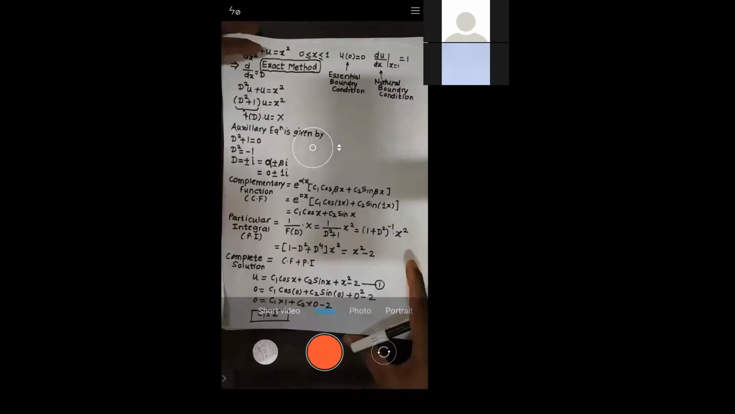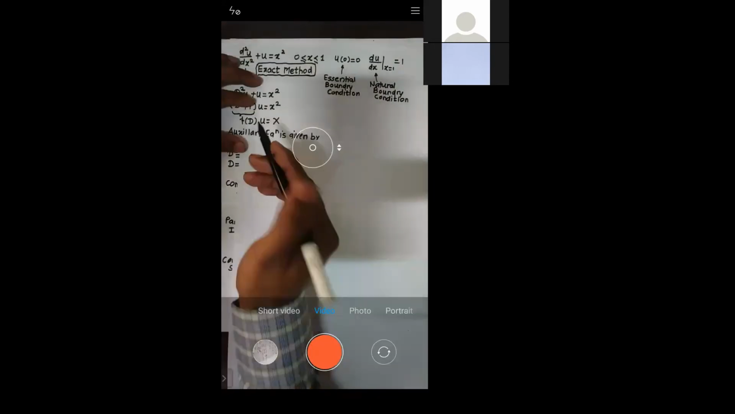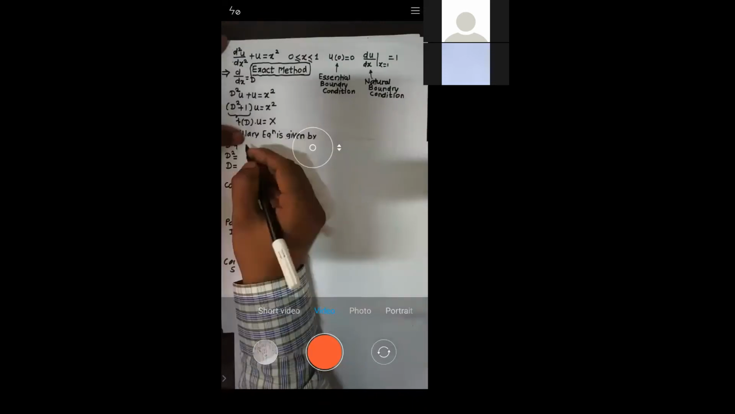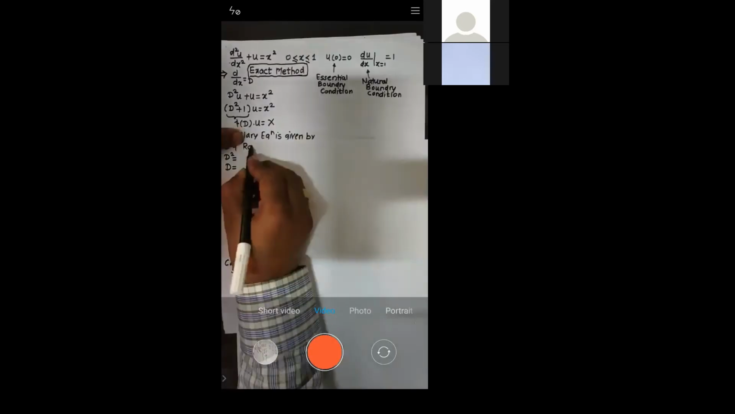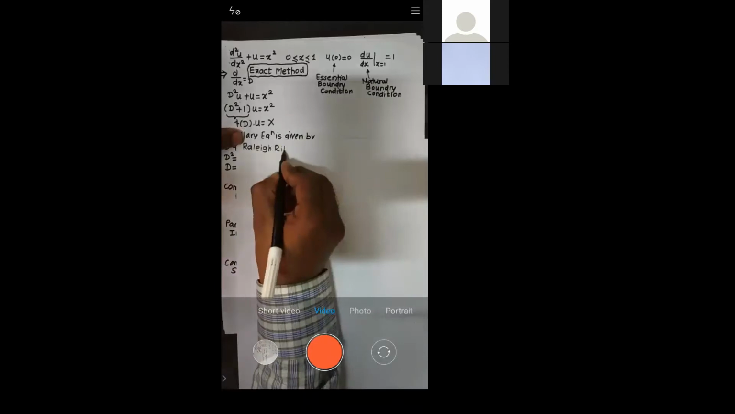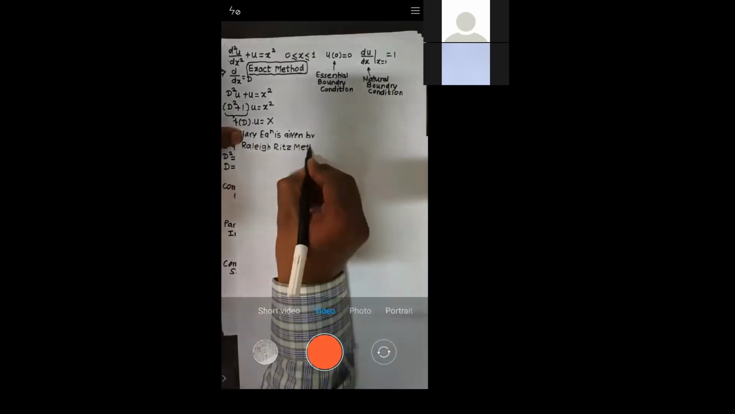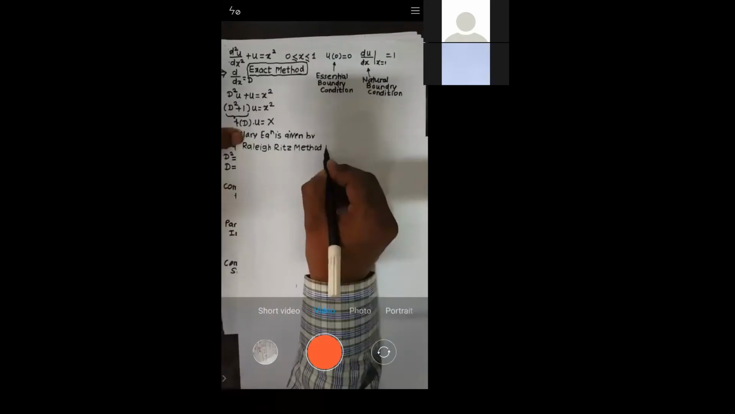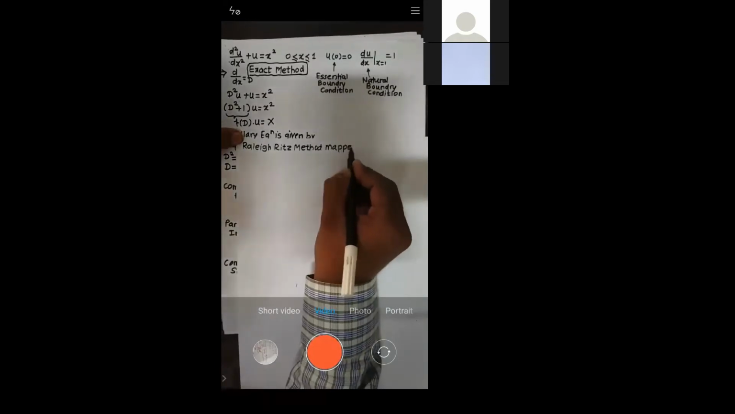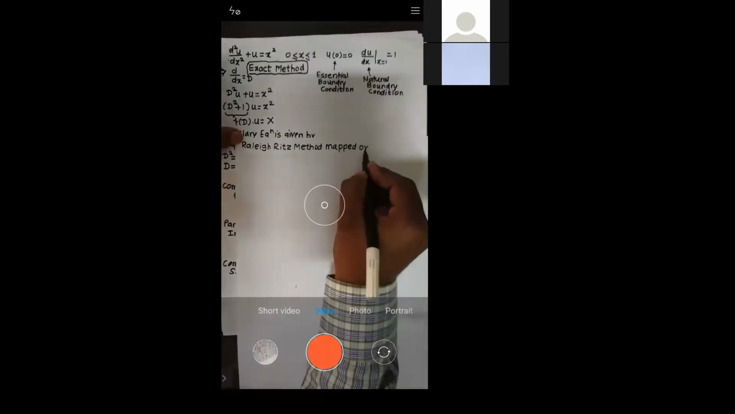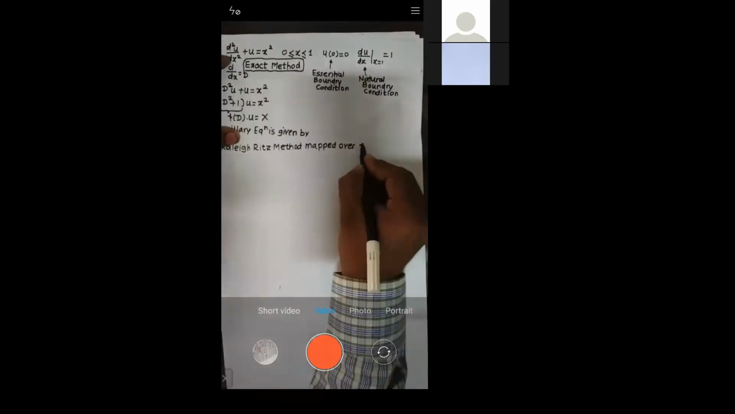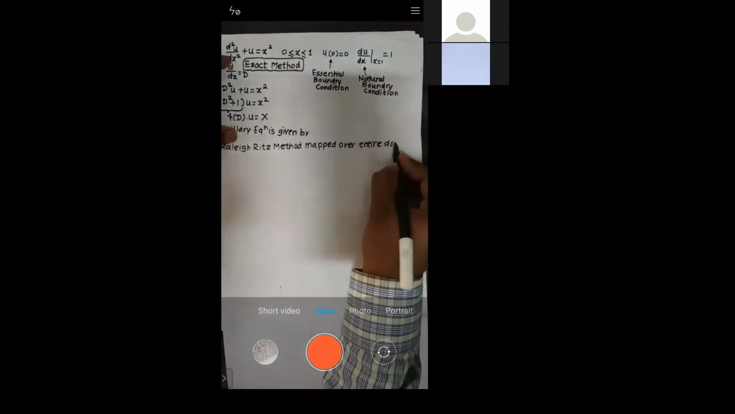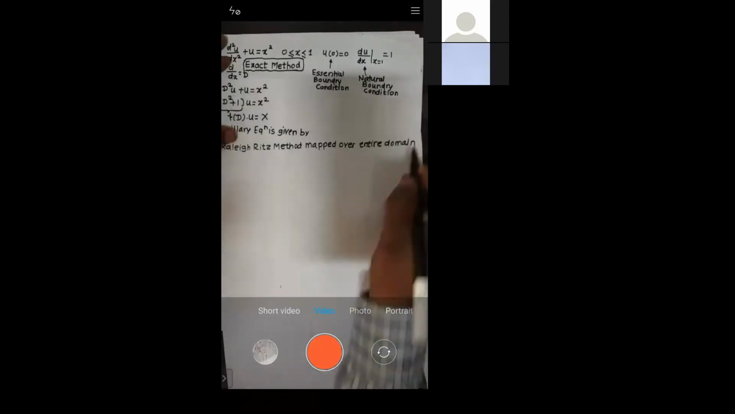So let me write down this problem. I will write down first the name of the method, that is Rayleigh-Ritz method, mapped over entire domain. So this is the method by which we are solving the problem, Rayleigh-Ritz method mapped over entire domain, and this is a numerical.